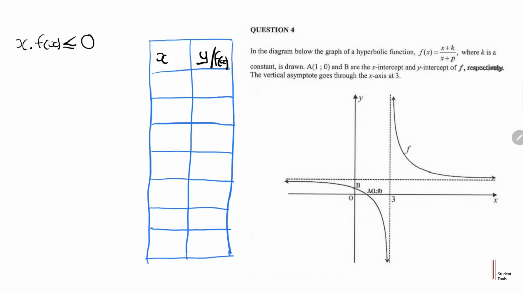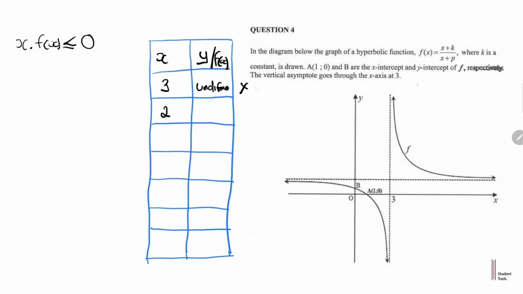Let us start from here, from the asymptote. X at the asymptote is equal to 3. And then what's the y value or f of x? That is undefined. So that means we'll discard that. And then what about 2? When x is equal to 2, what is the y value?